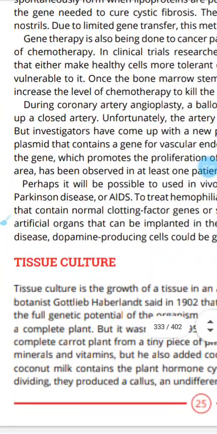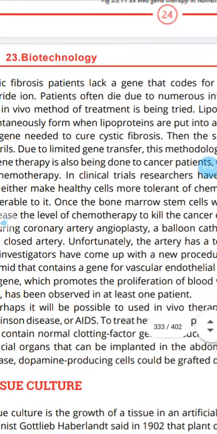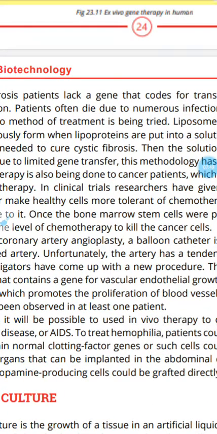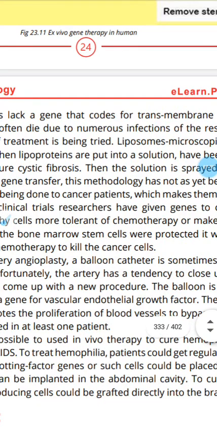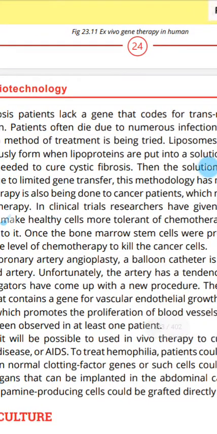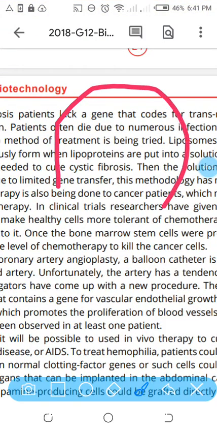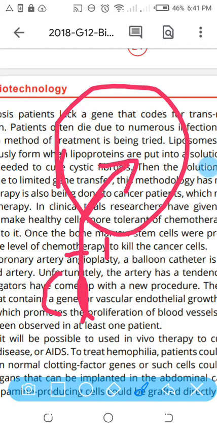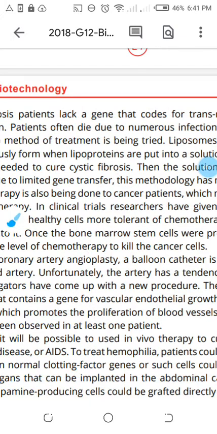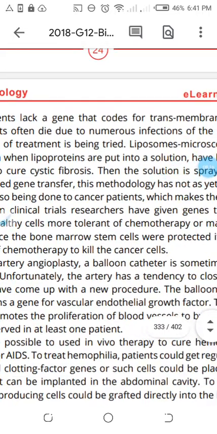Cystic fibrosis is another disease which is treated by in vivo therapy. In in vivo therapy, you use liposomic particles in solutions which contain normal genes. What is cystic fibrosis? I will tell you. These are alveoli cells. Alveoli cells have a channel protein which allows chloride ions to go into the cell. So when chloride ions do not enter, it causes the disease cystic fibrosis, and that is due to lack of an enzyme which is controlled by a significant gene.